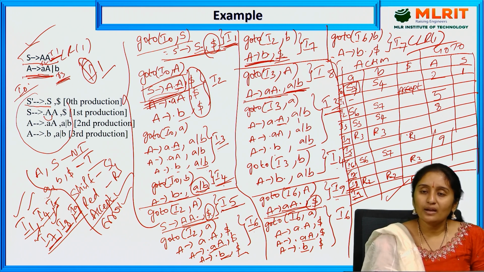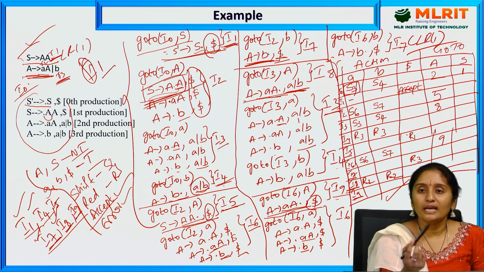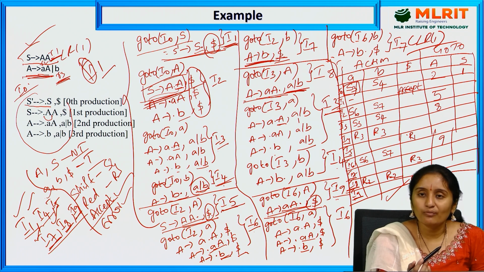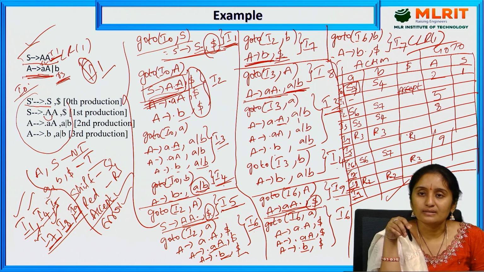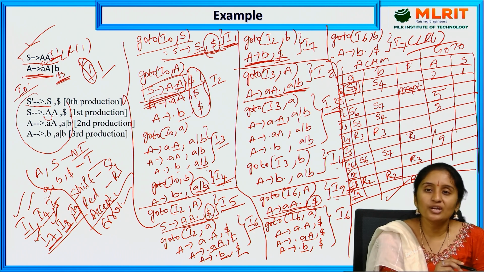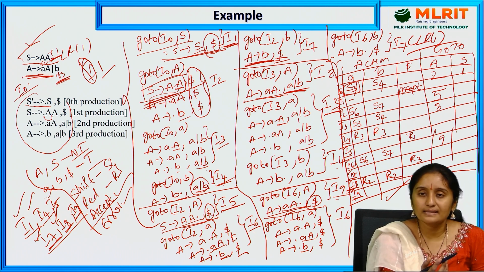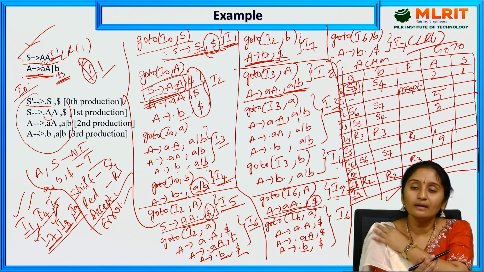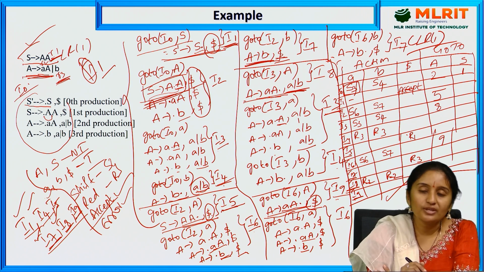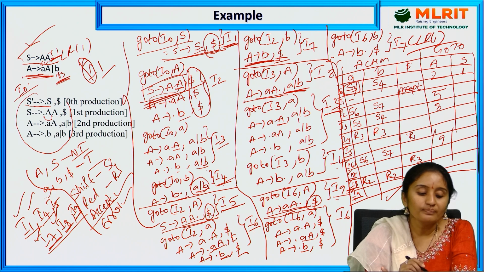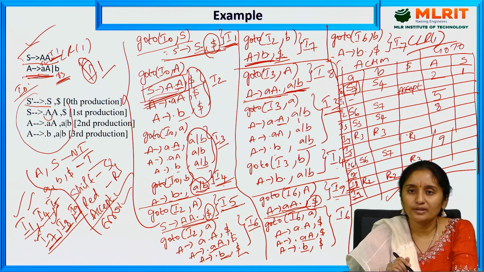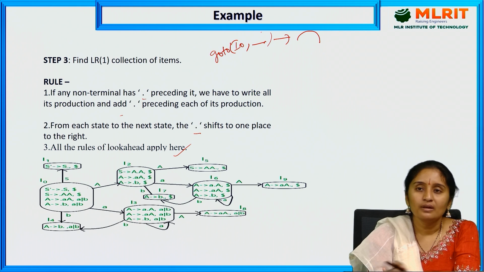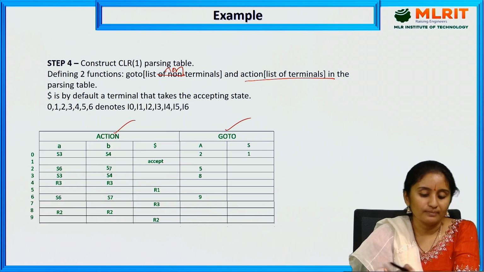Coming to the SLR of one parsing table, there we calculated first and follow functions. After calculating first and follow, we placed the reduction numbers in the SLR of one parsing table. But here in the CLR of one parsing table, the reduction numbers are plotted based on these look ahead symbols. So this is about CLR of one parsing table. Thank you.